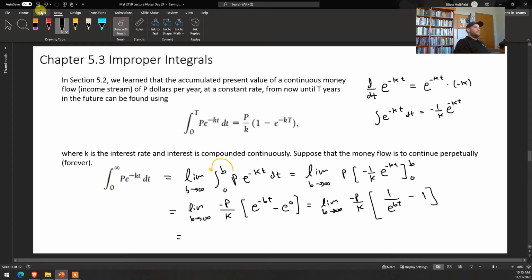Now, this is a bottom-heavy example, so this term must go to 0 as b goes to infinity. So we're left with the constant out front and the minus 1 in the parentheses, and therefore our answer is p divided by k.